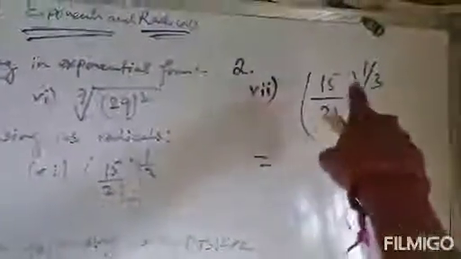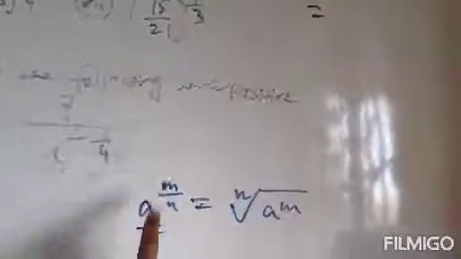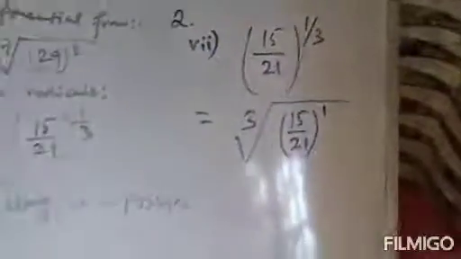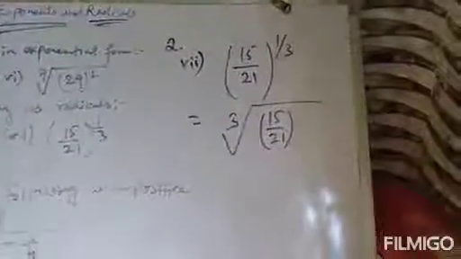So if you compare 15 by 21 to the power 1 by 3 with this a to the power m by n, you compare exponential form to exponential form. So a will be 15 by 21 and m will be 1 and n will be 3. So now write in this radical form, giving a radical sign. So 15 by 21, write a. Clear? M is here 1 and n is actually 3. So this will be your radical form. And now eliminate 1, so 15 by 21 to the power 1 means 15 by 21 itself. So this is how we will convert the exponential form to radical form and radical form to exponential form. Clear? Next.